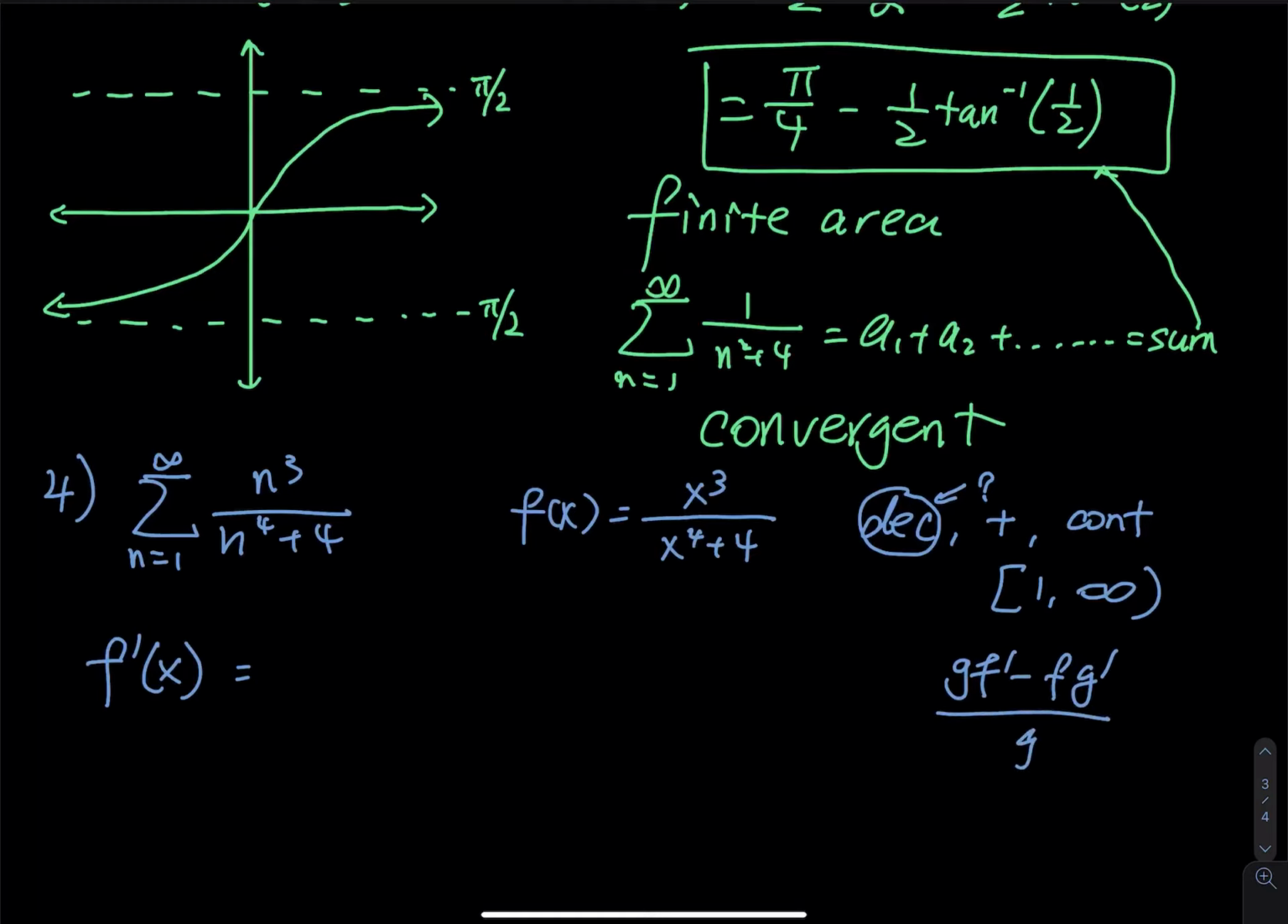So first I square the denominator, x to the 4 plus 4 squared. And then we put this up, x to the 4 plus 4, and then the derivative of f, which is 3x squared, minus, for the quotient rule, x to the third times the derivative of the denominator, that is 4x to the third.